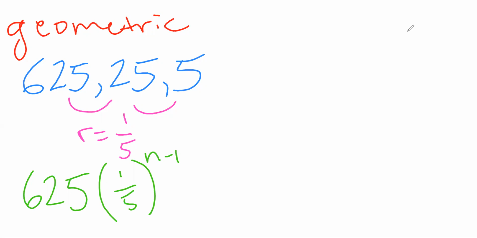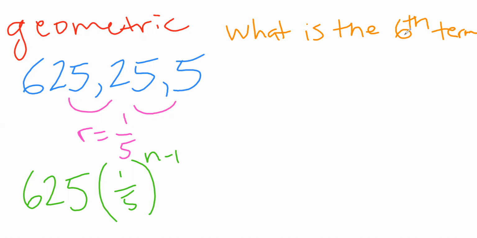Again, we could do the same thing here. Let's say that we wanted to figure out what is the sixth term, right? That means we would just replace n with 6. So we would have our equation here, 625, 1/5, and then replace the n with 6.